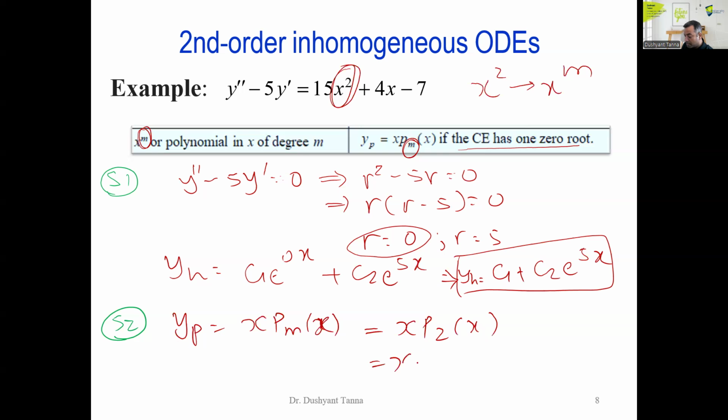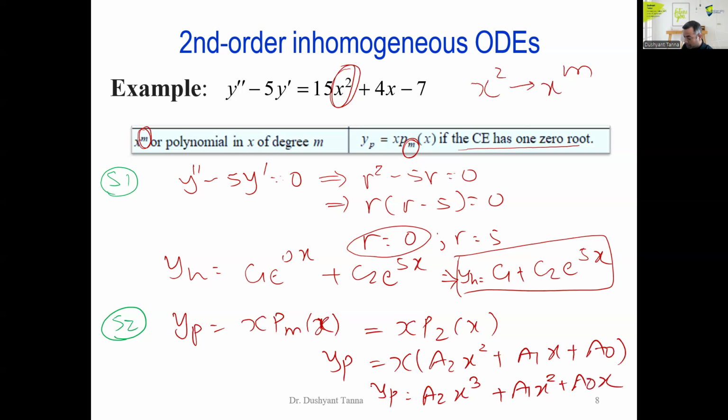How do you write it? X times a2x squared plus a1x plus a0. This is my yp. If you want to multiply it, so your yp will be a2x3, a1x squared and a0x. This is your yp. Okay. Now what we will do? We will obtain the value of y double dash, y dash, plug it in the original equation to obtain the value of a2, a1, and a0.